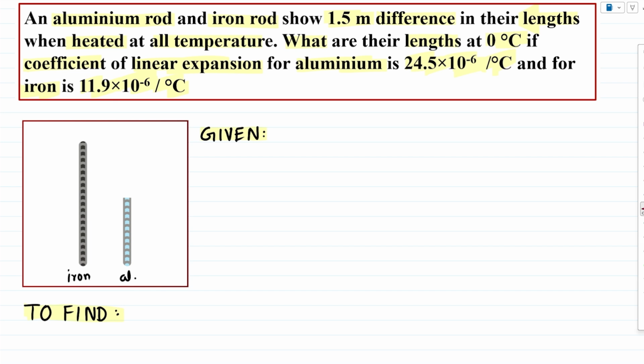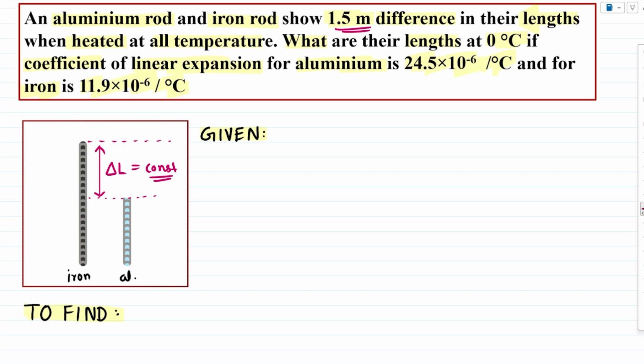We know that as we heat, the length of the rod will change, but no matter at what temperature we heat these two rods, the difference between the lengths of the two rods is always going to be a constant value, and that constant is said to be 1.5 meter in our question.